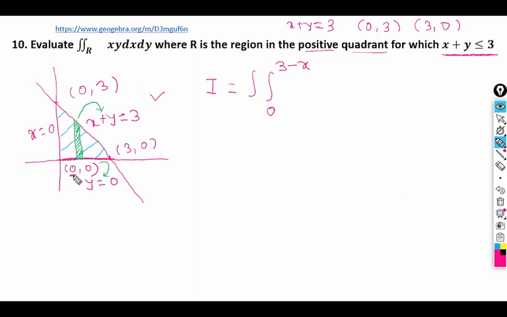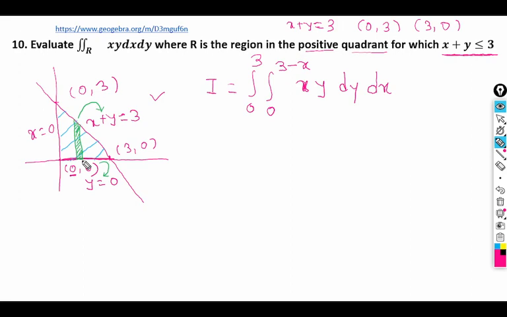So the minimum value of x is 0, the maximum is 3, so it's 0 to 3. That's one. And here is xy dy dx. Now dy dx will be our order. Generally we prefer the order dy dx by taking the vertical strip. If you want to solve it with dx dy, you should draw the horizontal strip.